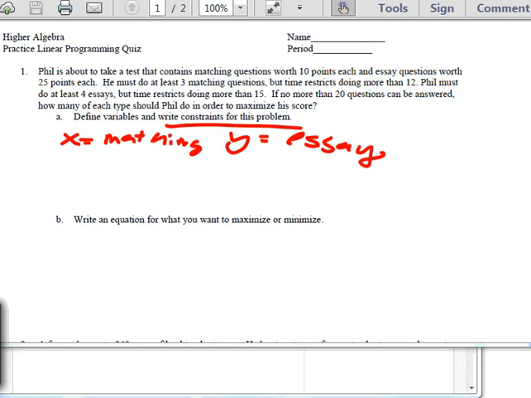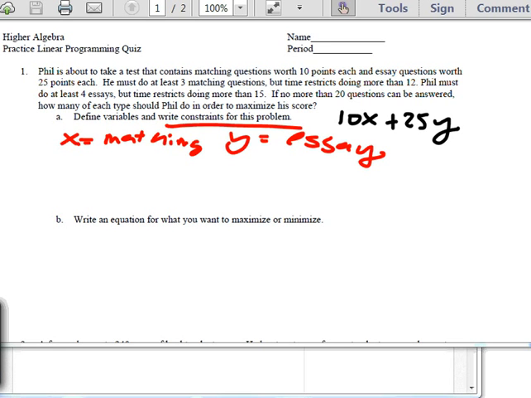Here are some that I would have done. A matching question is worth 10 points. That sounds like 10x to me. And essay questions are worth 25 points each, so plus 25 for each y. Now, it never told me the total number of points, did it? So I can't really have that equal anything. You could make up a new variable. I was looking for a number, but it doesn't seem like it has a number.